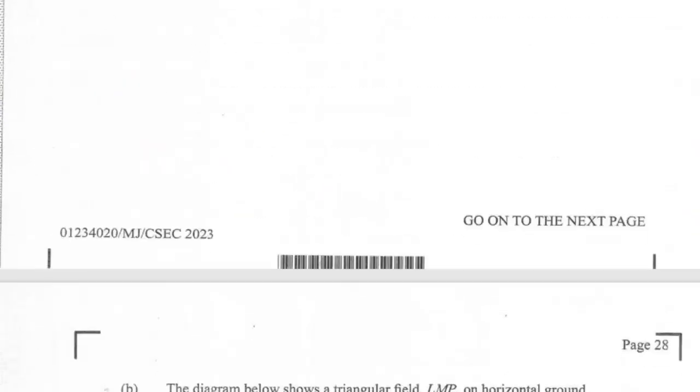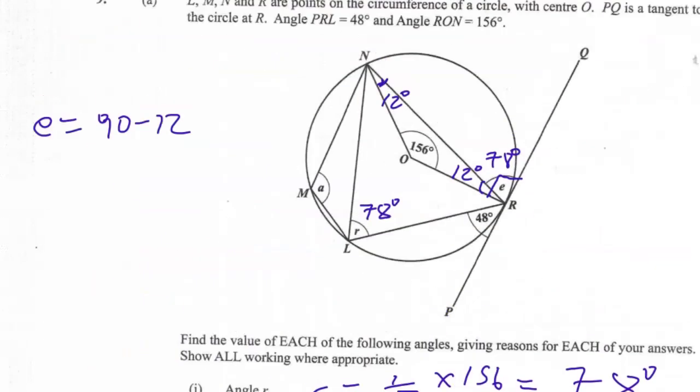What other angle are we asked to find? Angle A. Which angle is angle A? So angle A is this angle. Now again, the angle between OR and RP is a right angle, since RP represents a tangent and OR is a radius. So if this section is 48, then to make the right angle, this would have to be 42 degrees.